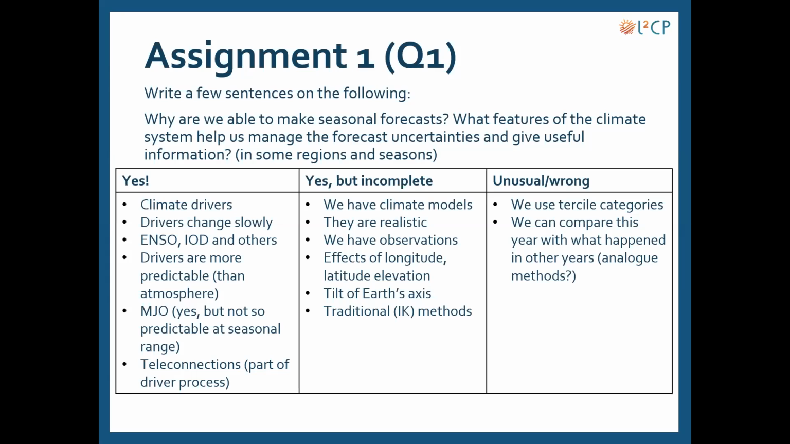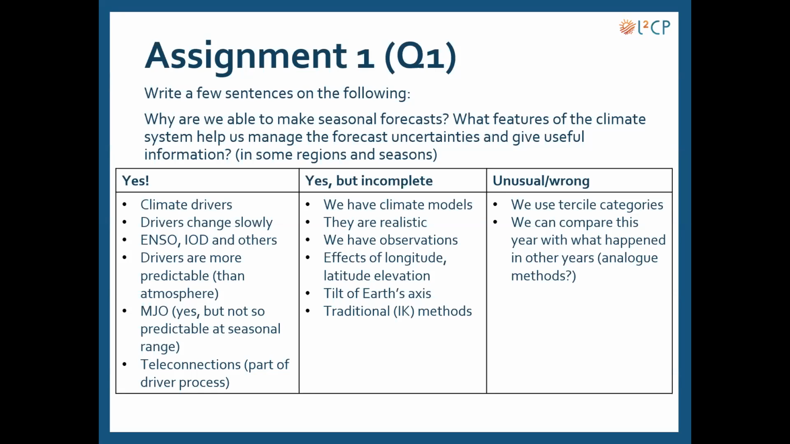So that's why they're in bulleted form like this. They change slowly, which increases their predictability. And so ENSO and IOD are key amongst them. They're more predictable than the atmosphere.